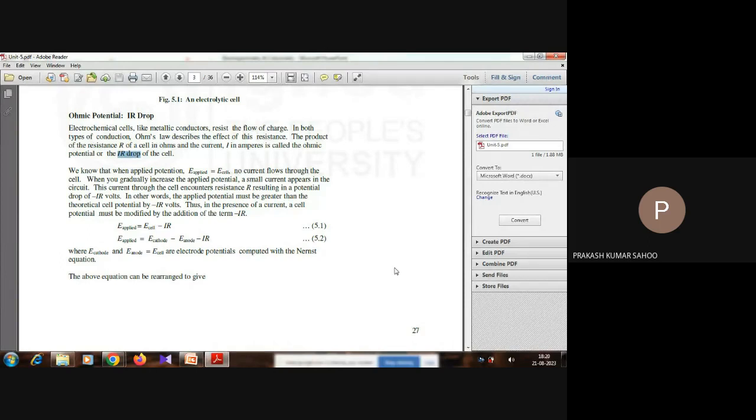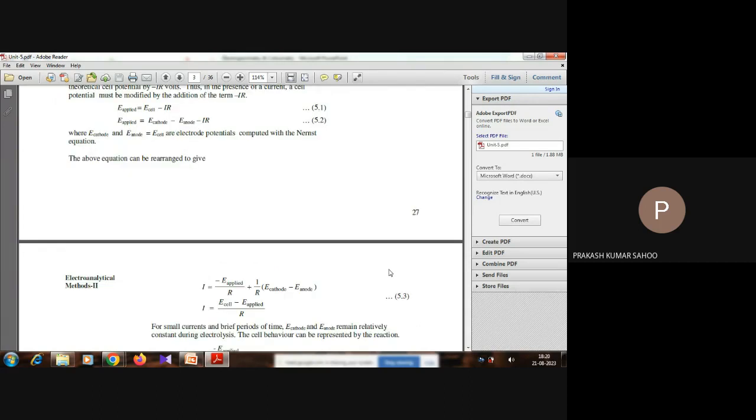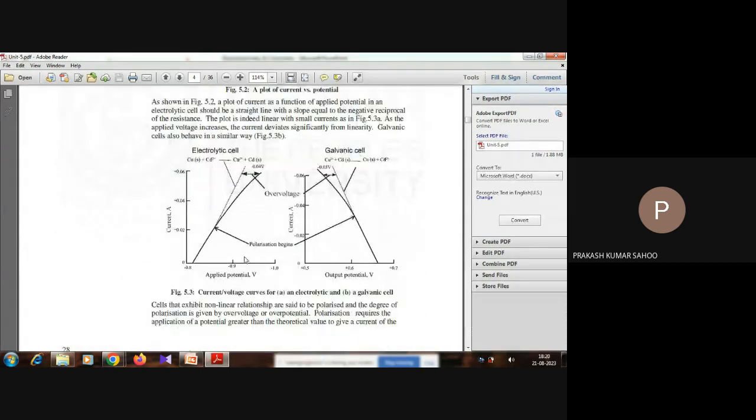Due to polarization, when the applied potential or applied current exceeds the maximum limit value. Just see this one. What happened here? This is the current versus applied voltage plot, and the first one is the electrolytic cell, where electrical energy is changed to chemical energy, but in a galvanic cell chemical energy is changed to electrical energy. So this is the galvanic cell.